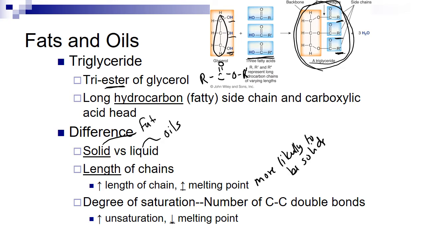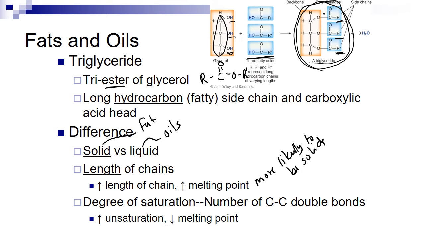And solid, of course, is going to be a fat. The other thing we can look at is the degree of unsaturation. This is the number of double bonds that are in that particular side chain. And we're going to talk about this a lot more in the next couple of slides.